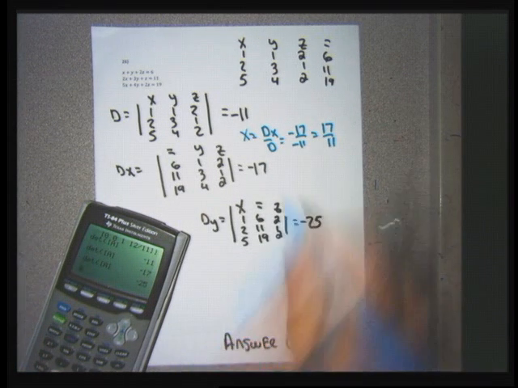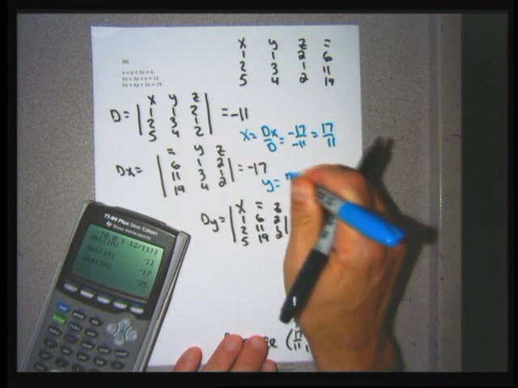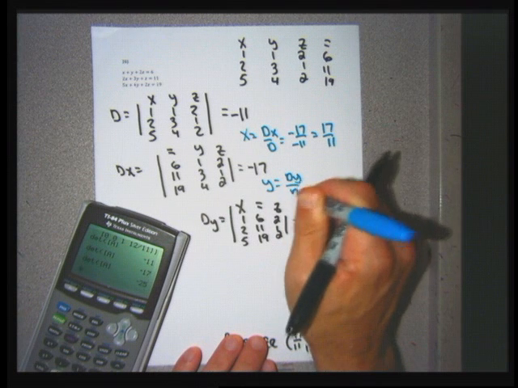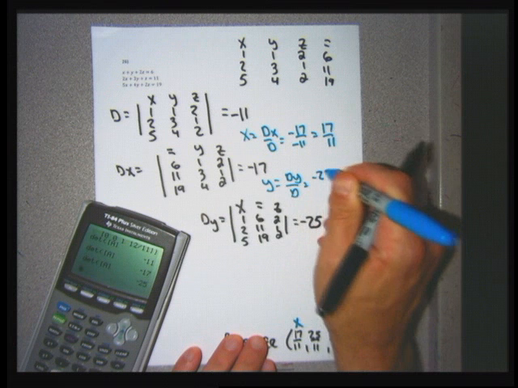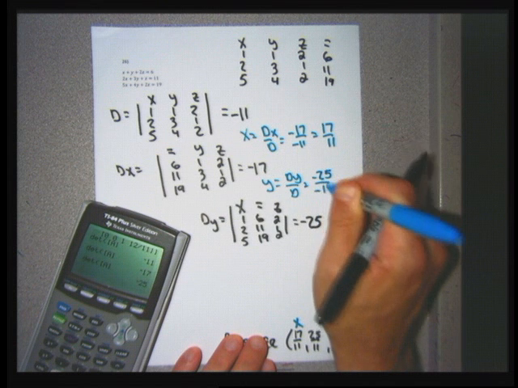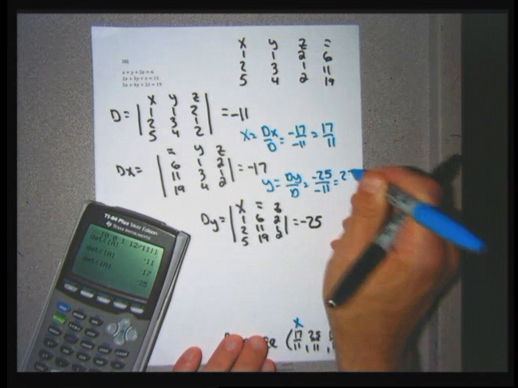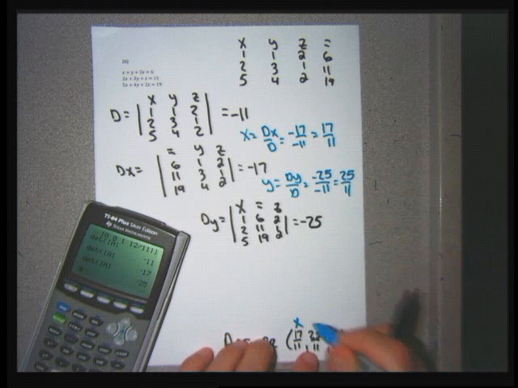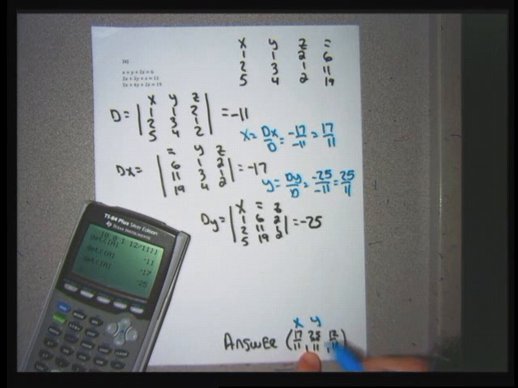And the y is going to be the D sub y number over the D number. The D sub y is negative 25. The D is negative 11. The two negatives cancel to become a positive. I get 25 over 11 for the y, which is what I thought it should be.